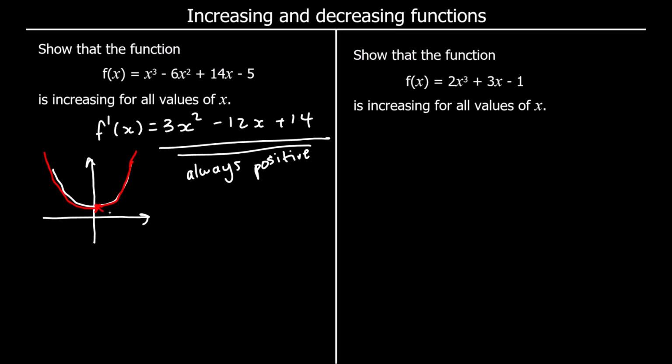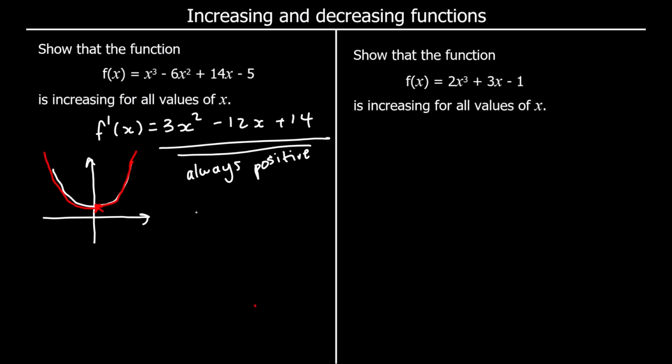So if we find the minimum point and it's above the x-axis, that means it's always positive, because we know it's this shape because it's a positive quadratic. The same applies if we find the discriminant. The discriminant would tell us it never crosses the x-axis, and because it's a positive quadratic, that means it's always above the x-axis. So either one of those methods would be fine.